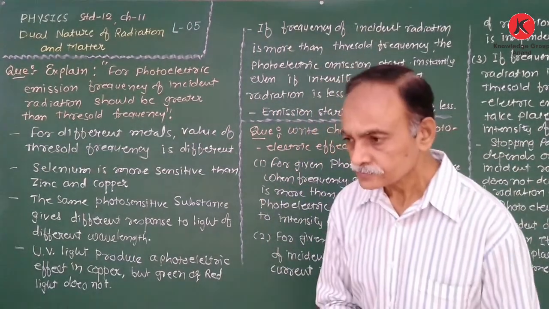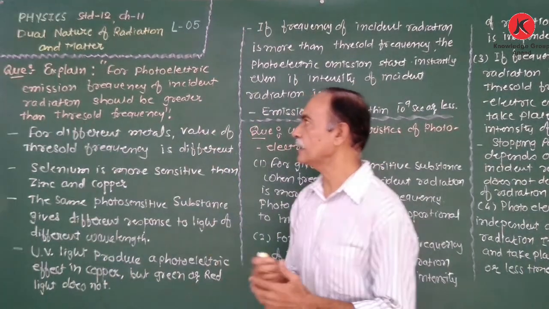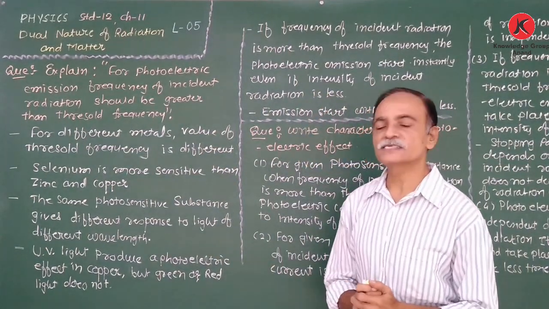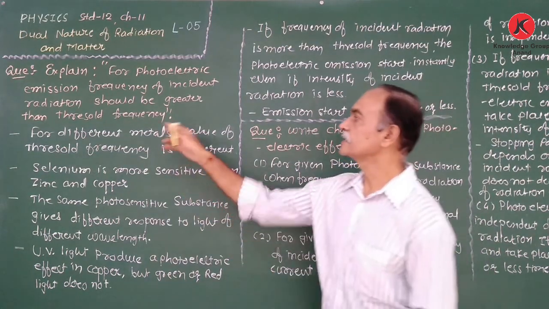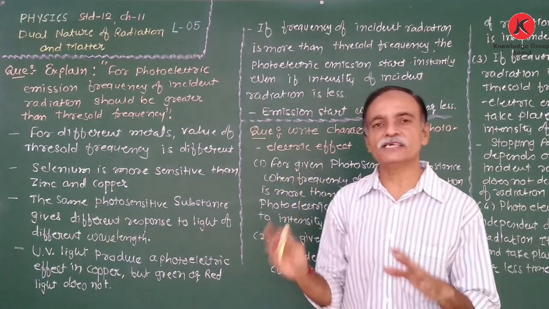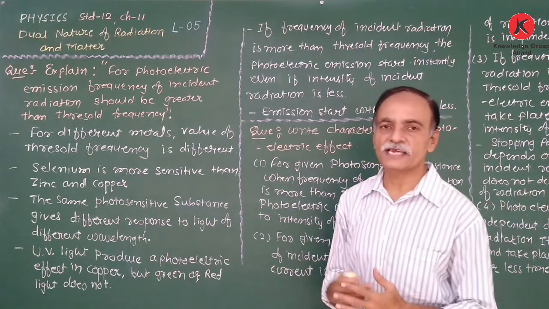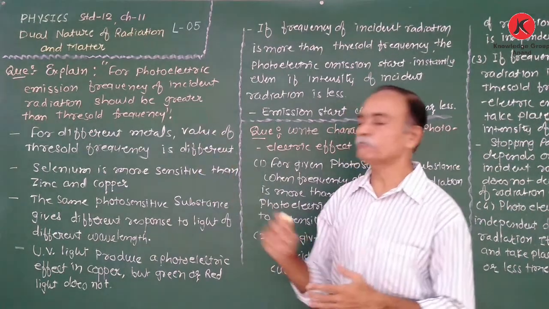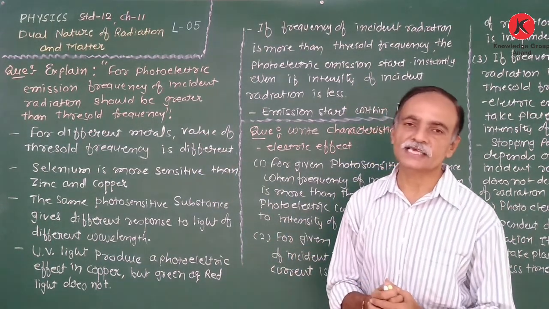Okay. Today we have to discuss and explain: for photoemission, the frequency of incident radiation should be greater than the threshold frequency. We have to explain this sentence. So how do we explain it? For different metals, the value of the threshold frequency is different.